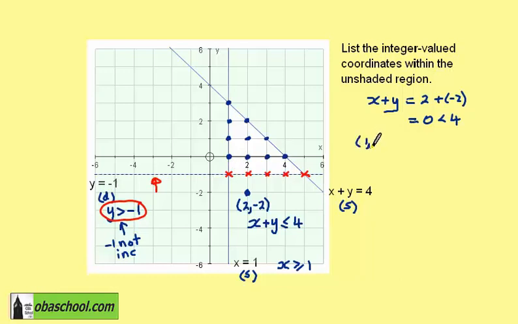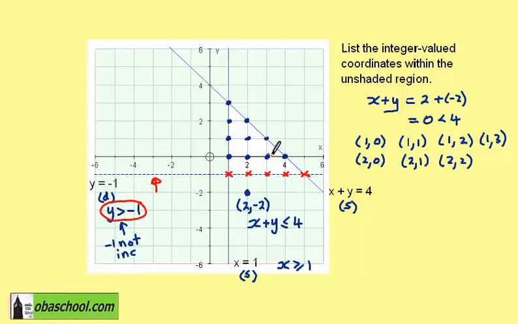We can see 1, 0. 1, 1 is also in the region. This point here is 1, 2. And this one here is 1, 3. This point here is 2, 0. 2, 1 is in the region, as is 2, 2.